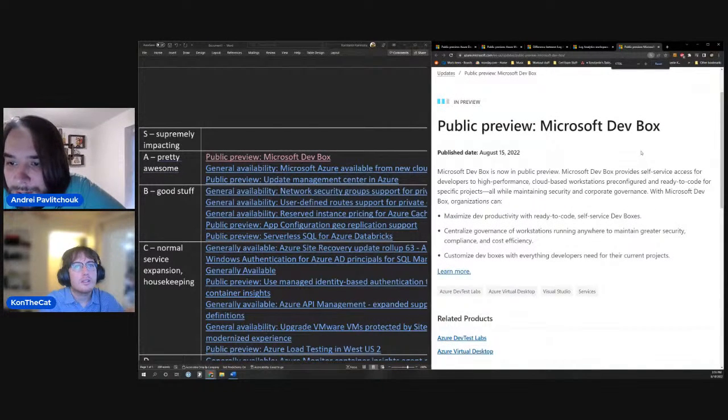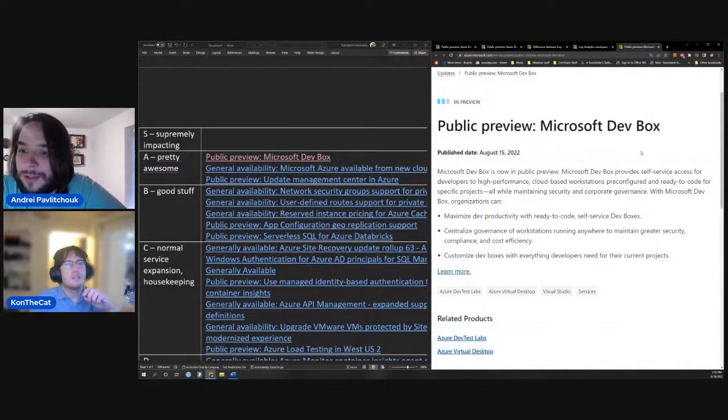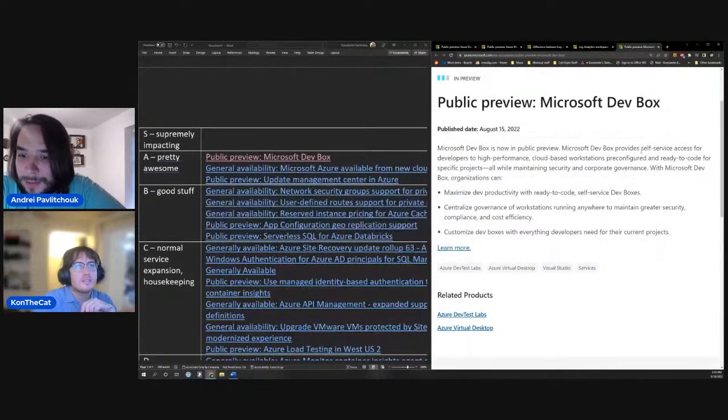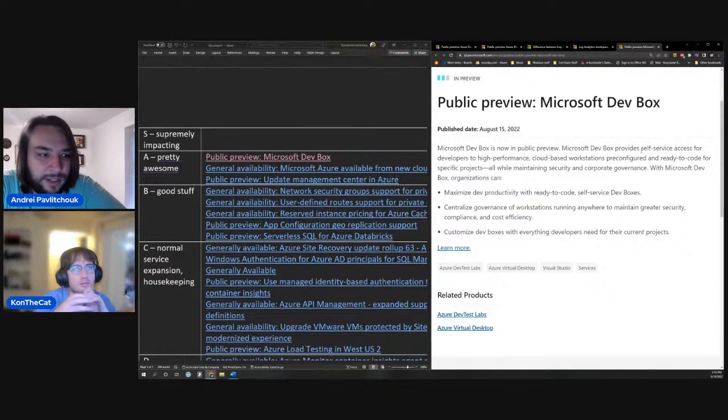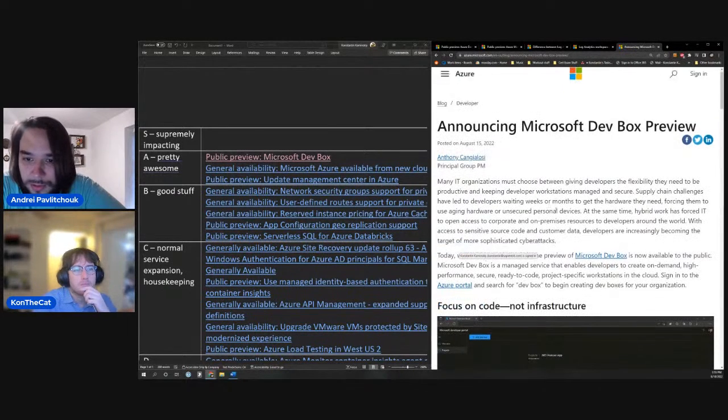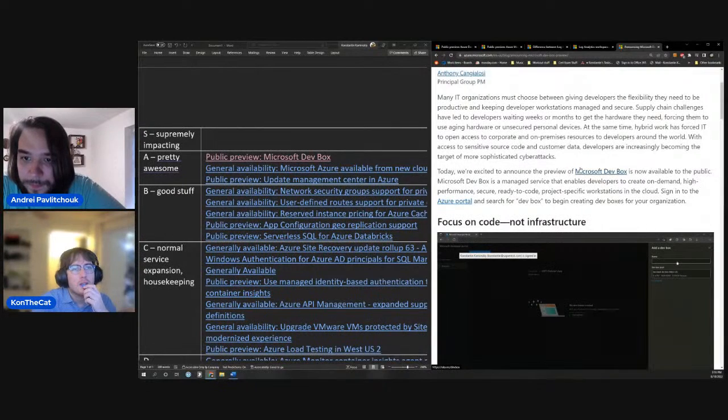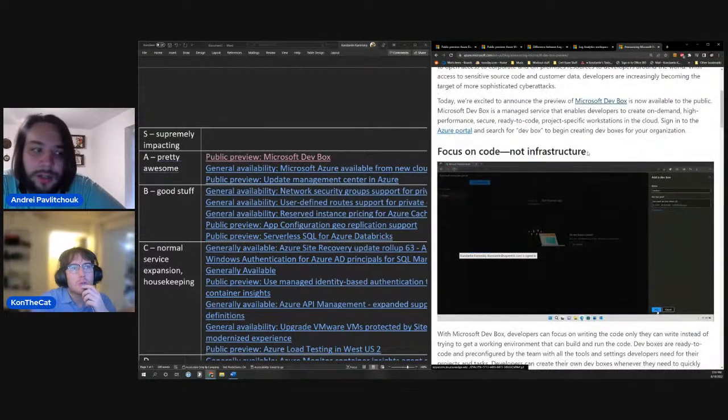Microsoft Dev Box provides self-service access for developers to high-performance, cloud-based workstations. So maximize central. I'm just reading through. Essentially, it's kind of like a container, in a way, which has all the features and tools that you can use. Yeah, look, they have.